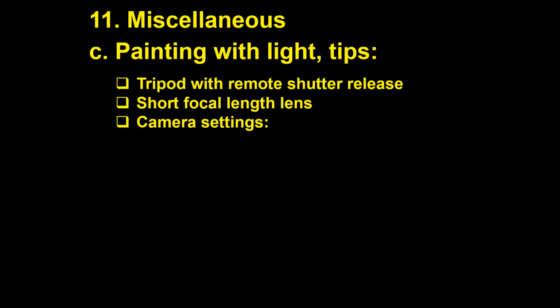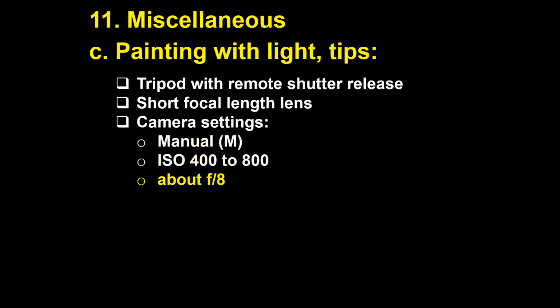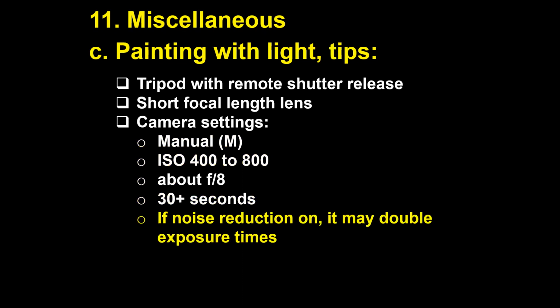Okay, then we are painting with light, and this is when you add light with some device like a flashlight. So again, manual mode, ISO fairly high, aperture sort of medium, 30 plus seconds is what you normally require. If you use noise reduction, it may double your exposure times.